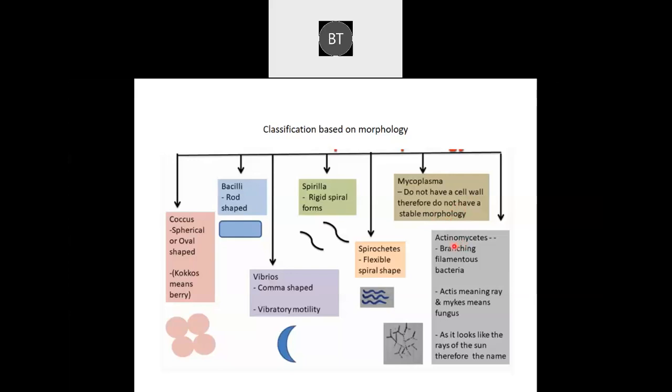There are other forms of bacteria such as the actinomycetes, which are branching filamentous bacteria. That is, they have branches just like a tree. Actus meaning ray and myces meaning fungus. As it looks like the rays of the sun, therefore the name is actinomycetes.